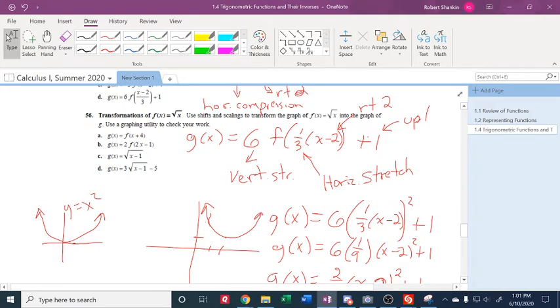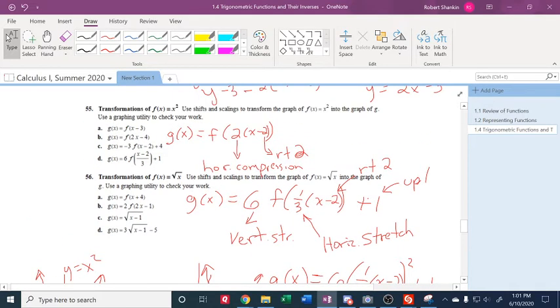So similarly then, Mr. Shankin, if it had been 3 times x minus 2, would that have equated to a vertical compression of 54 then?